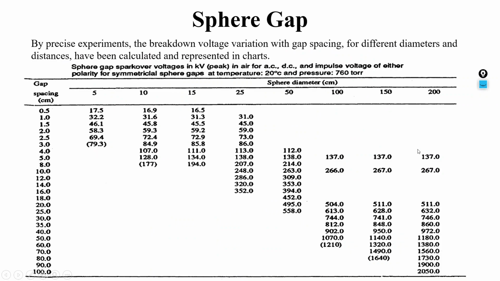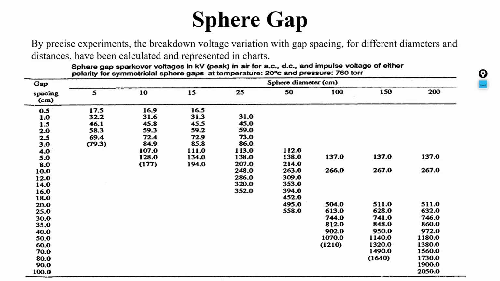So this is again a chart. This chart is obtained by precise experiments. It represents the breakdown voltage variation with gap spacing for different diameters and distances, and this has been obtained by performing precise experiments and calculated and represented in the form of charts.